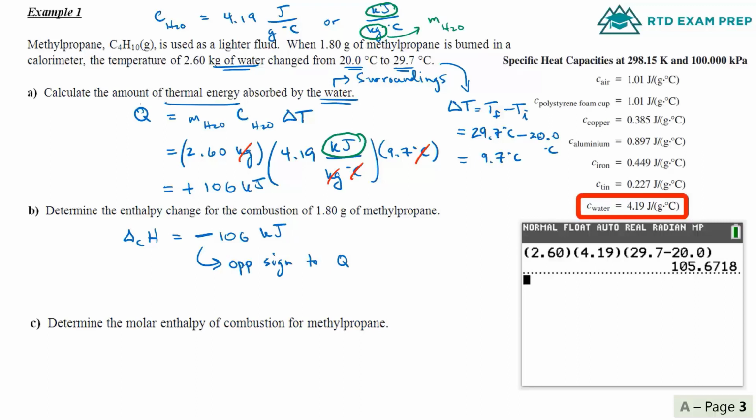Now finally, we're going to determine the molar enthalpy of combustion for methylpropane. Remember that when we are dealing with the molar enthalpy for the combustion of methylpropane, or molar enthalpies in general, when we say molar enthalpy, it's associated with 1 mole of methylpropane, or C4H10. And also recall that we have this formula where if we have the delta H for a reaction, it's equal to the number of moles times the molar enthalpy for that reaction.